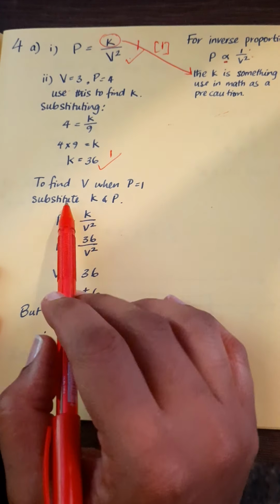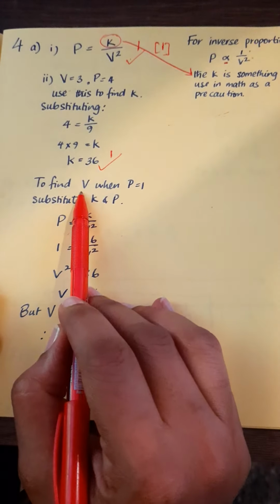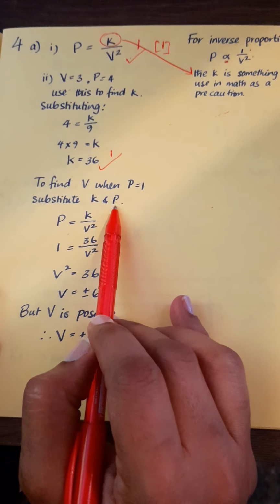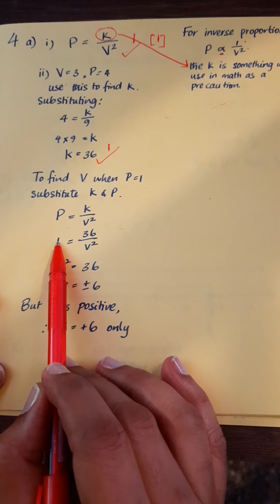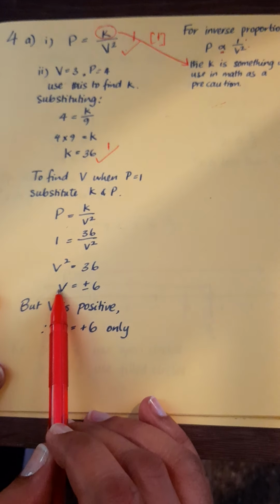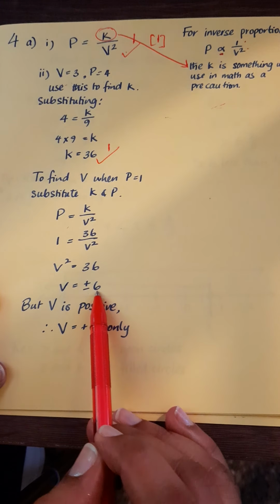All right, going back to part 2, to find V now when P is 1, we need to substitute K and P into the original equation. So P is equal to K over V squared, 1 is equal to 36 over V squared. Same thing we did before, the opposite of division is multiplication. 1 by V squared is V squared. V squared is 36, that means V is positive or negative 36.